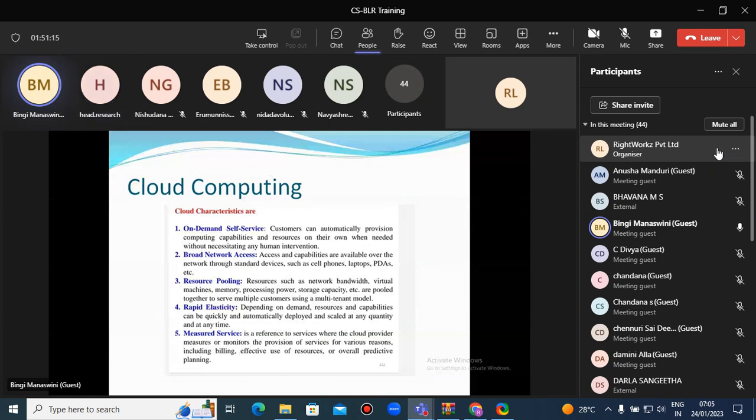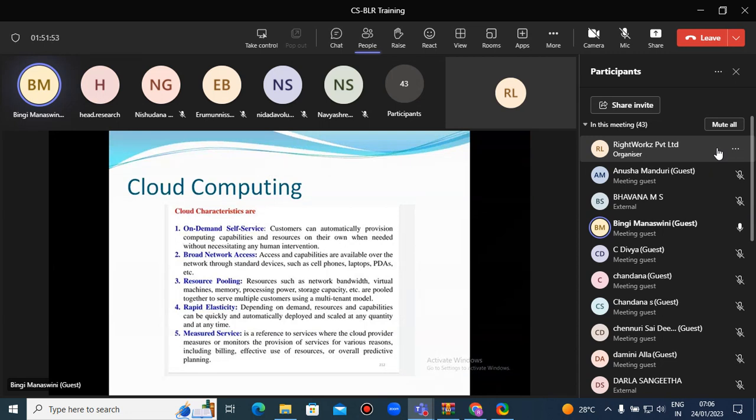Based upon the needs, we can use the capabilities in the cloud. Availability in any device can be connected. Access resources such as network bandwidth, virtual machines, processing power, and storage capacity, pooled together to serve multiple customers.